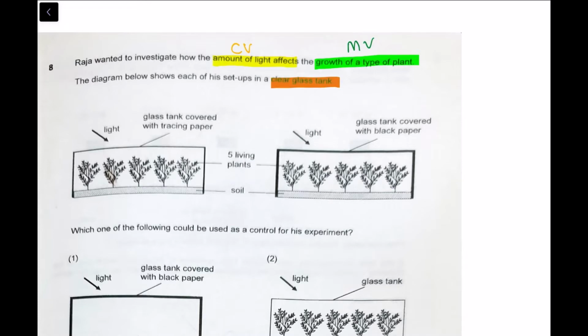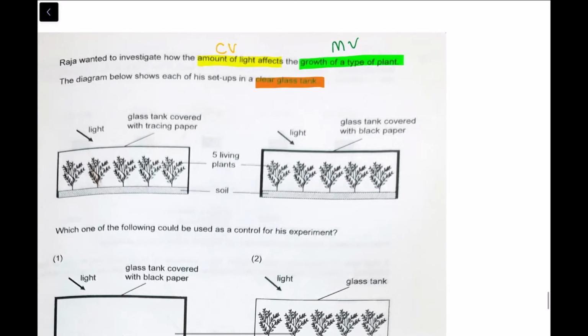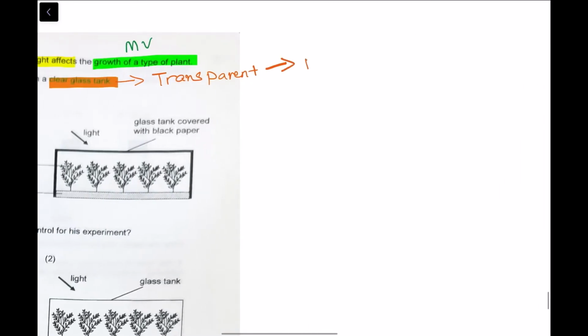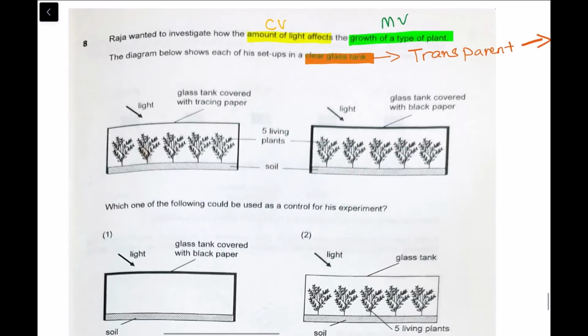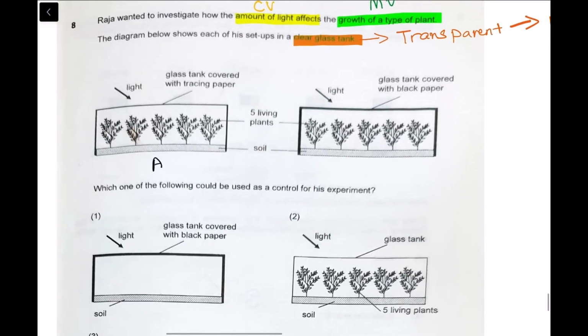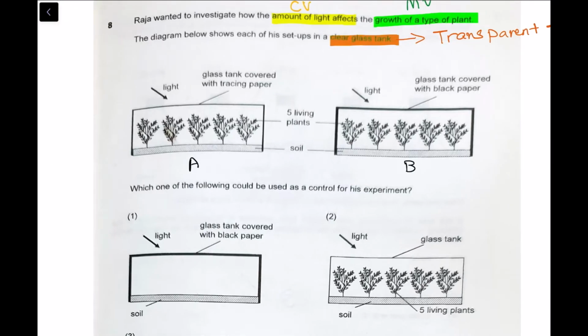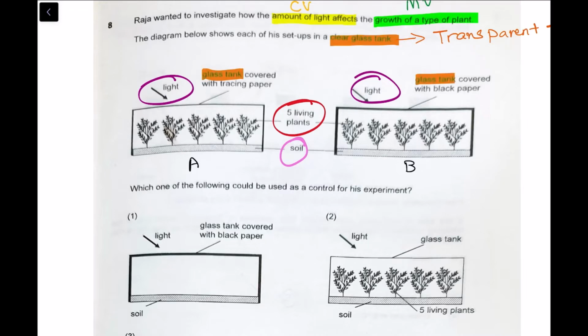So, heading back to the question, we are also given that he uses a clear glass tank. A clear glass tank is transparent, and as all of you would know, transparent objects or materials allow most light to pass through. We are given two setups. I shall label them as A and B respectively. Both setups have a light source. Each setup has 5 living plants, and the type of soil is also the same. They use the same glass tank, so these two tanks are also transparent.